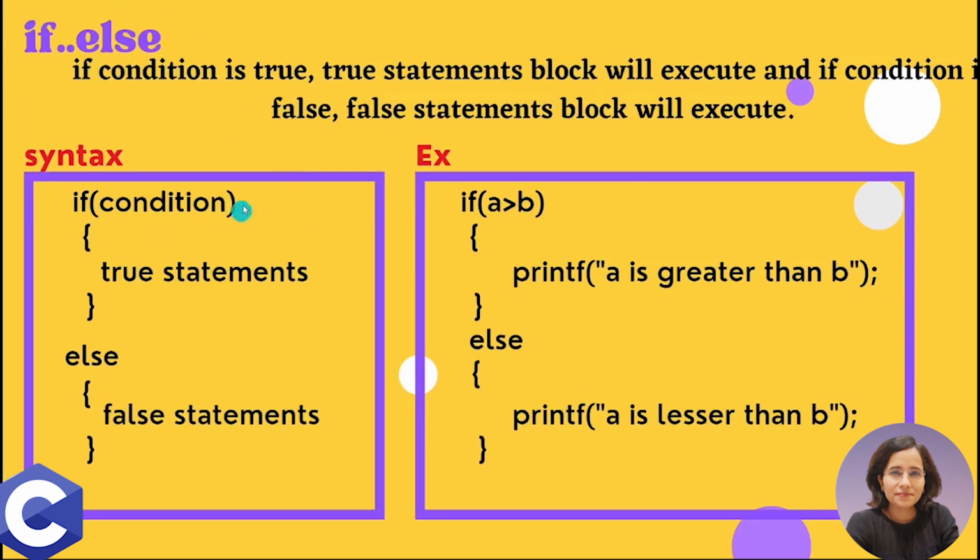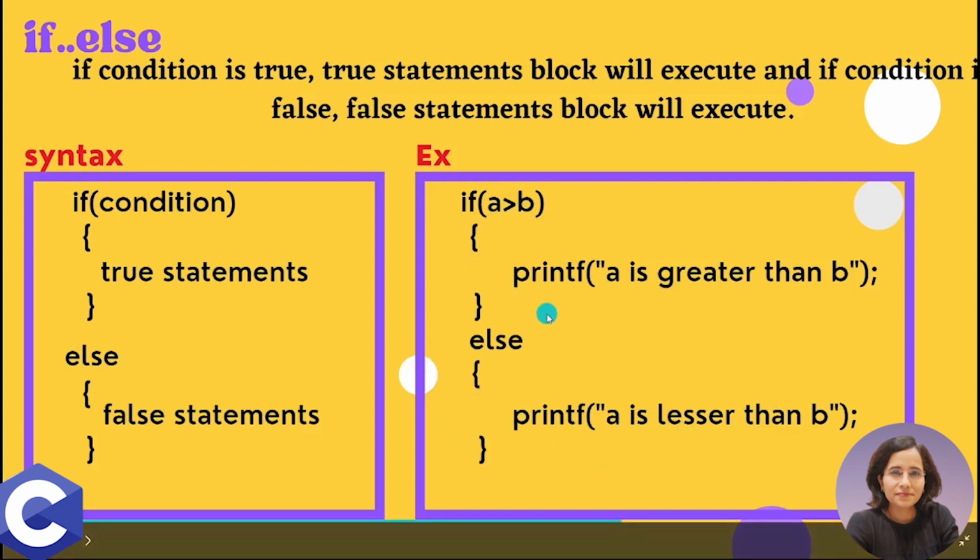Here we are mentioning the condition. If the condition is true, the true statement block will execute. If the condition is false, then the false statement block will execute. Here is the example. We are comparing two variables, and if the first variable is greater than the second variable, we will print this message. If this condition is false, the control will come to the else part and this message will get printed. The else part is the optional part.